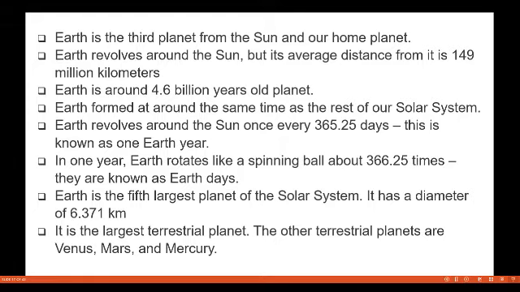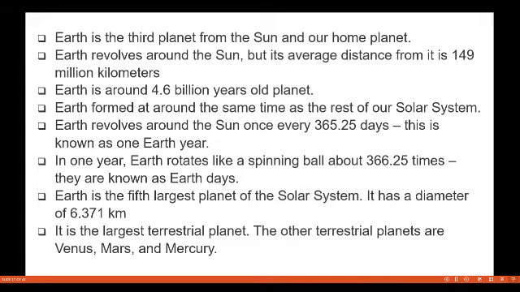Earth revolves around the Sun once in 365.25 days. This is known as 1 year on the Earth. In 1 year, Earth rotates like a spinning ball about 366.25 times, which is known as 1 day, which is about 24 hours.